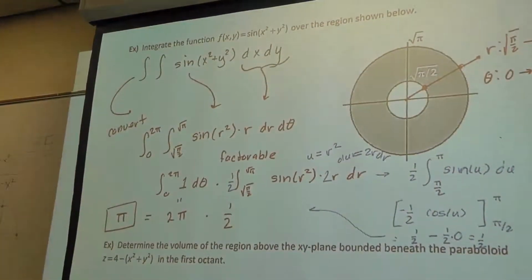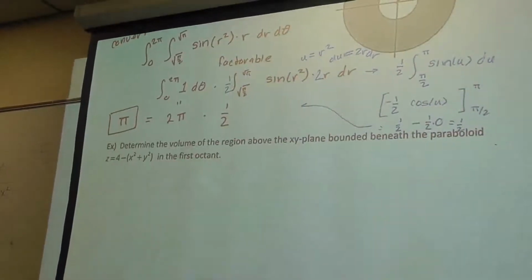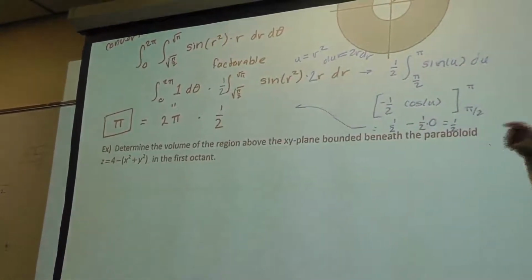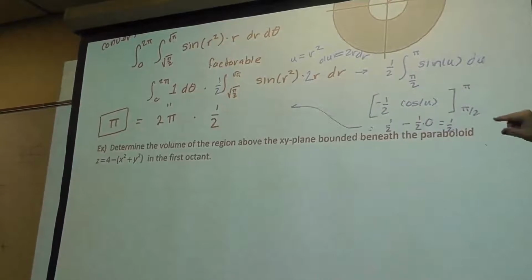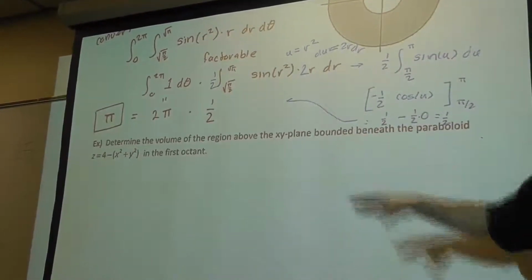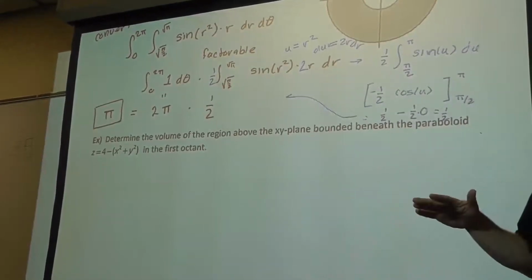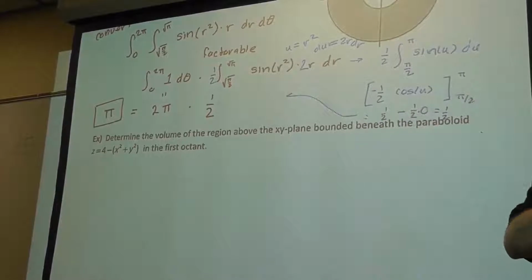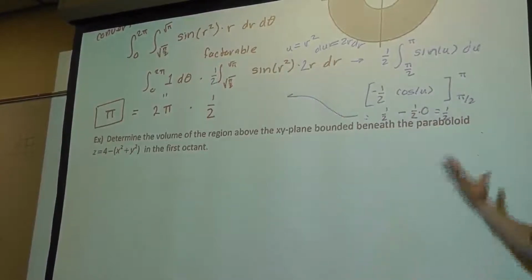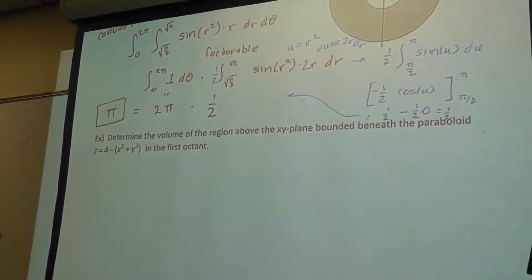All right. Volume is still a valid context. Determine the volume of the region above the xy plane bounded beneath the paraboloid in the first octant. Now, I'm going to assume y'all didn't do too much of the graphing back in the first test with all the oids, the paraboloids. Do you even know what a paraboloid looks like? Just naming it like that.